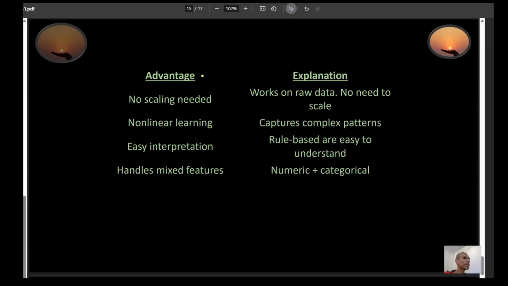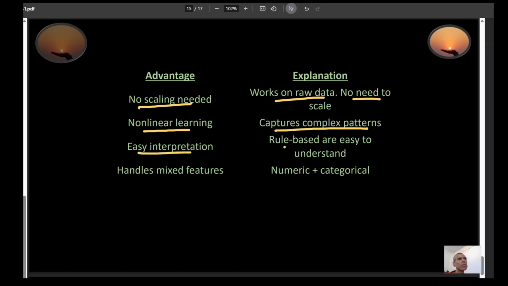So, what are the advantages of decision tree regressor? Well, number one, no scaling needed. You saw that I worked straight on the raw data. I did not perform any type of scaling. Also, it can perform non-linear learning. What it means is that it can capture very complex patterns. Also, it's easy to interpret.